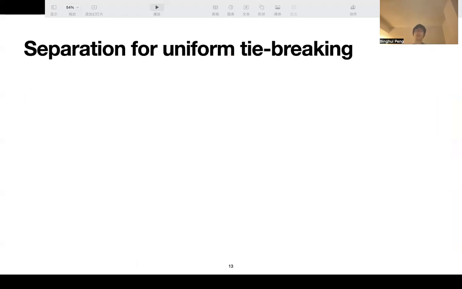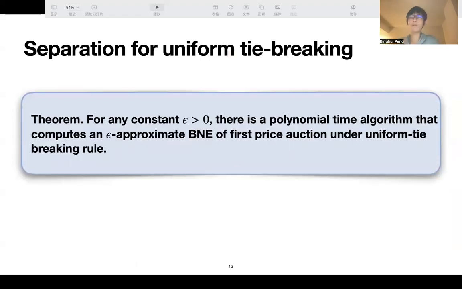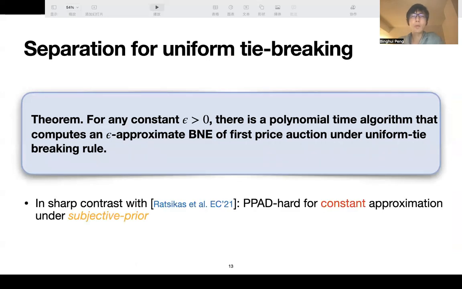On the other hand, we also give some positive results. For the uniform tie-breaking rule, we present a PTAS. That is, for any constant epsilon, we give a polynomial time algorithm that computes an epsilon-approximate Bayesian equilibrium under the uniform tie-breaking rule. Recall that in that earlier paper, they show it is PPAD hard even for constant approximation under the subjective prior. So combining our result and their result, we show a separation between common prior and subjective prior.